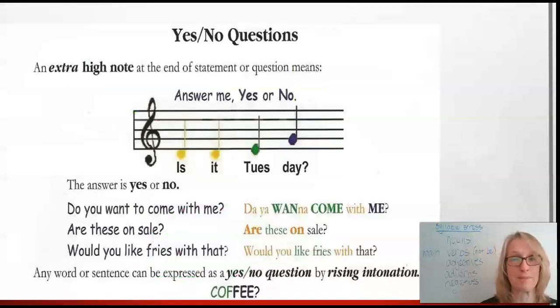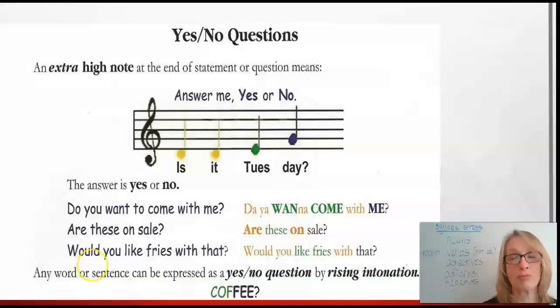So let's keep going. And we'll just touch on one more thing and then we'll look at the example questions for the discussion. When you have a yes-no question, that's the only time when your voice goes up. For information questions, who, what, where, when, why, how, your voice goes down at the end. But when you're asking a yes-no question, your voice goes up. Is it Tuesday? That means you forgot what day it is. Is it Tuesday? I thought it was Monday. Oh, it's Tuesday. So when you genuinely don't know the answer, and you're asking a yes or no question, your voice goes up at the end.